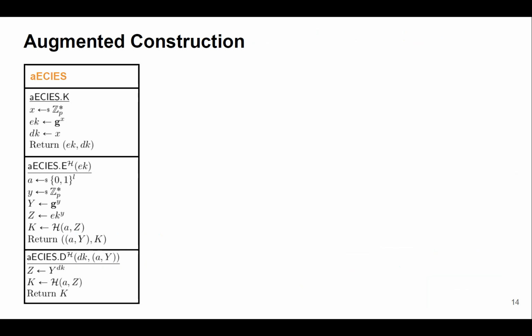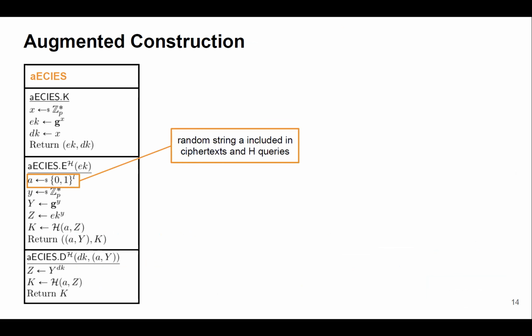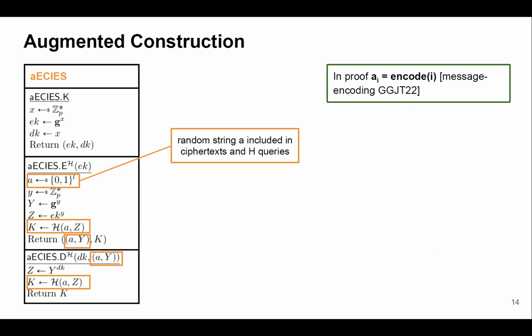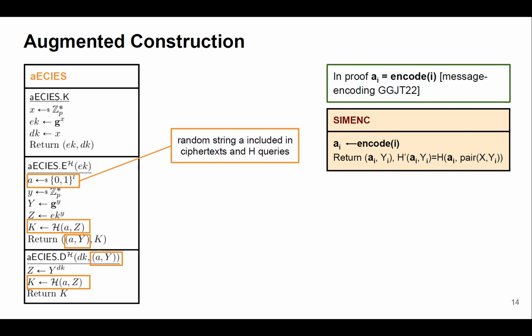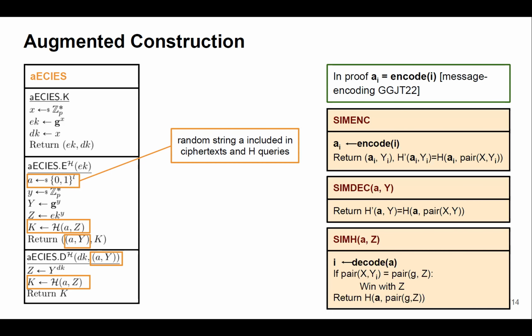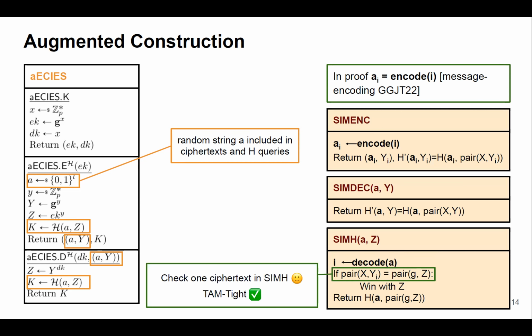First, we address how we can avoid checking against each challenge ciphertext in SIMH. For this, we augment the scheme with uniformly random strings. These uniformly random strings are now included as part of each ciphertext and also as part of each hash query. We can then use the message encoding technique of GGJT in the proof. To do this, we program the random string A for the ith ENC query as an encoding of i. Now, in SIMH, we can decode A to obtain i, and instead of checking against each challenge ciphertext, we only check against one challenge ciphertext. This yields a time-tight proof in the multi-challenge setting, but still assumes the existence of an efficient pairing in the underlying group.